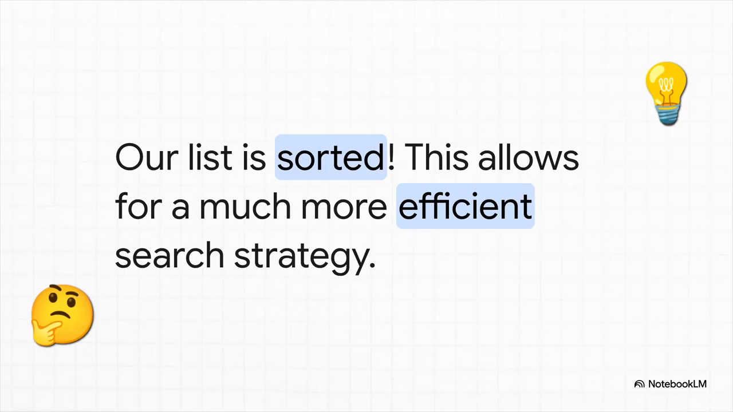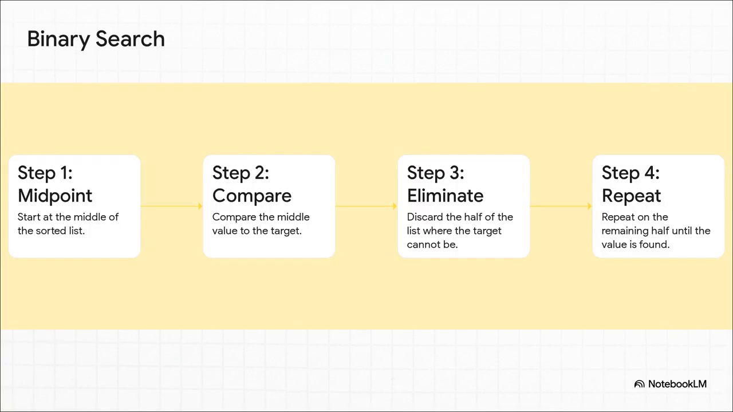But wait a second. Remember that key piece of information we had? The list is sorted. That's a huge clue. We're not using that information at all. We can be way, way smarter here. This is where binary search comes in, and it's a total game changer.